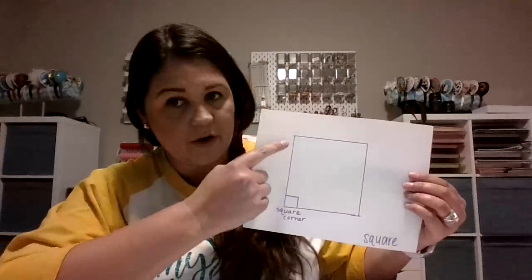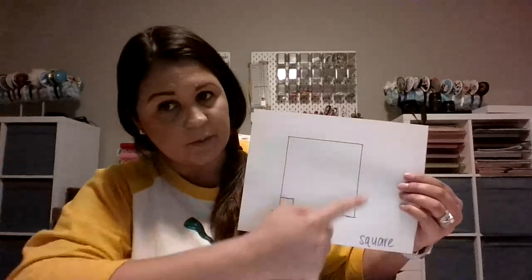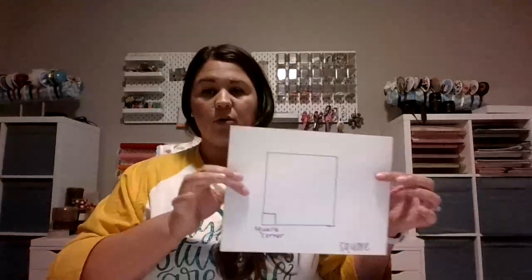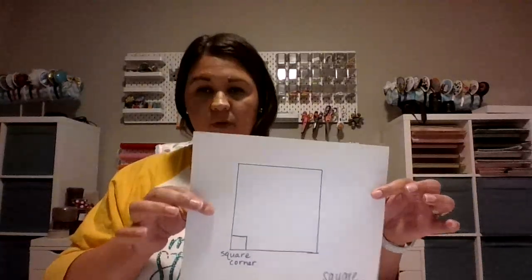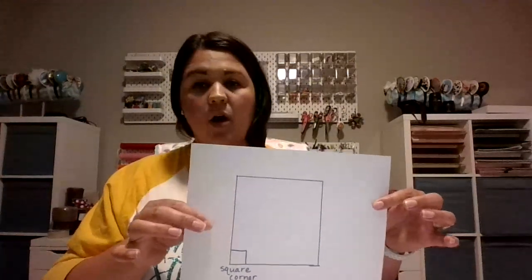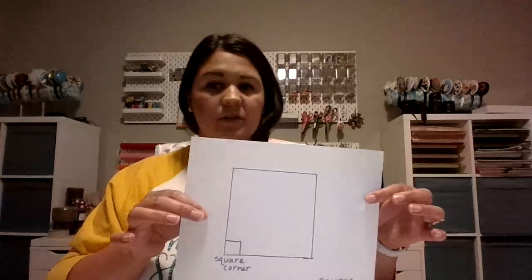And here's the other pair. One, and its opposite is its pair. Okay? So please remember that there are two sets of parallel lines on a square, four square corners, and all of its sides are the same length. So those are the attributes of a square.